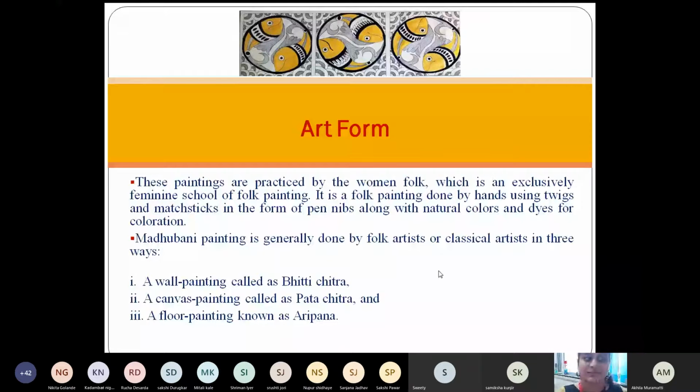Okay. So this is all about Madhubani and its variations. I shall repeat again. One is Bhatti Chitra, second is Patta Chitra, and third is Aripana. Next, we'll move on to the significance of Mithila painting. So, what is Mithila painting?